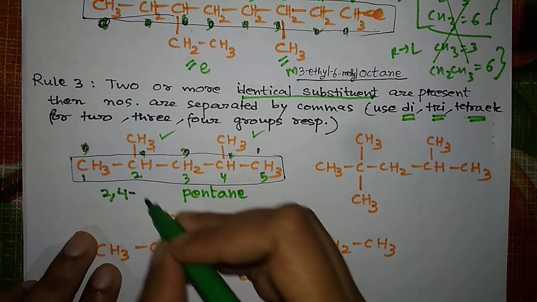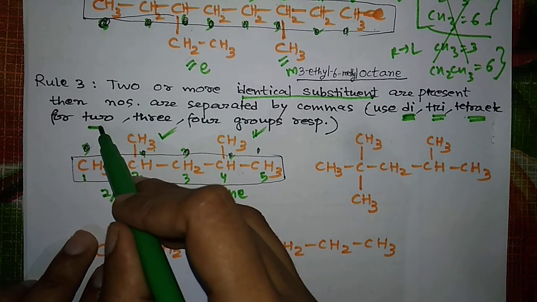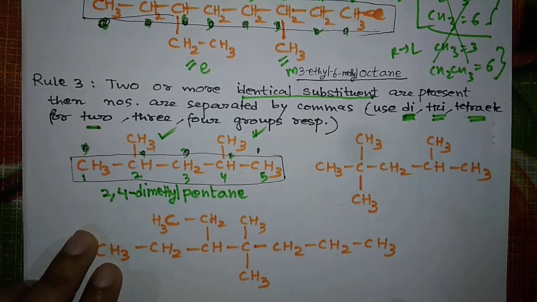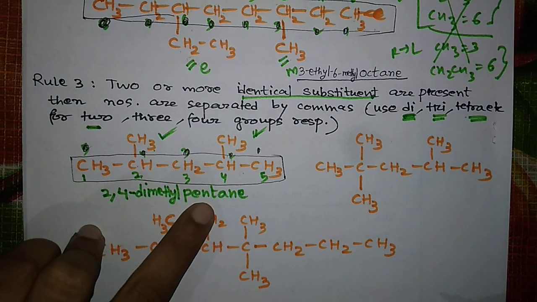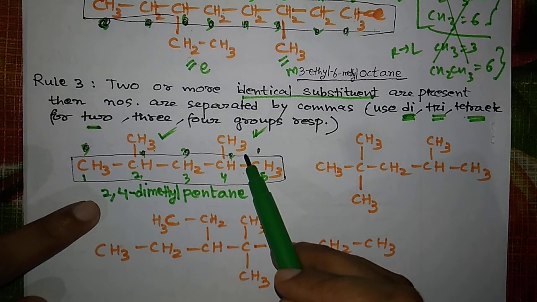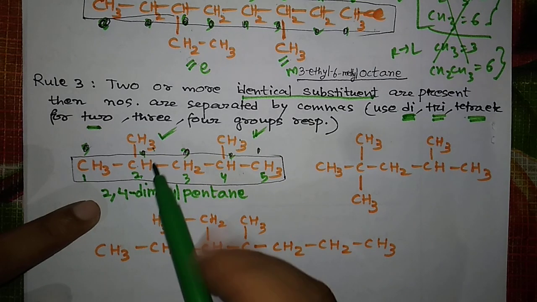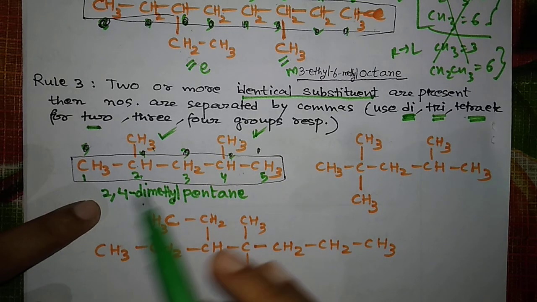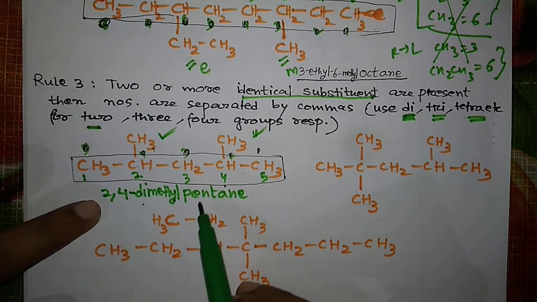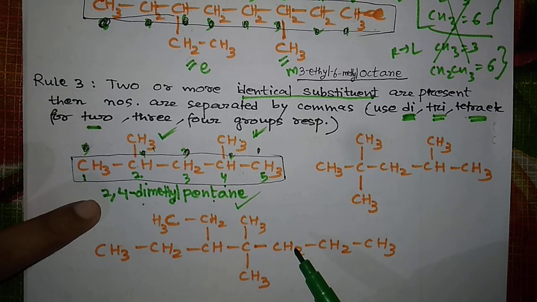Then you give a hyphen and then you write di. Why di? Because there are 2 methyl groups. Already I have said di for 2. Okay, so you will write dimethyl and no hyphen, pentane. So that means if there is an identical substituent, you will not write methyl 2 times, you will use di for 2 and then write the name once. So dimethyl you will write, but position both you will mention. 2 is there and 4 is there, so you will write 2,4 dimethyl, and since 5 carbons pent and since only single bond ane, so 2,4 dimethyl pentane.